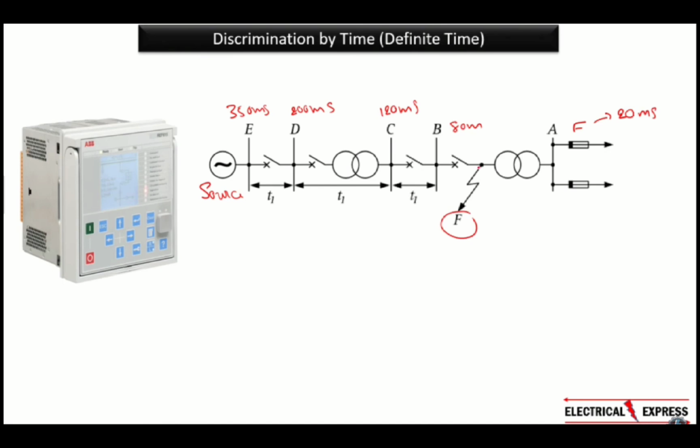So, suppose there's a fault here. If there's a fault here, the fault current will go from the source, and this way the fault current will flow through the system. So, what will happen now is that the relay will check. Now, all the relays B, C, D, and E, wherever the fault current is flowing, will operate. They will wait for their timing to reach 0, and then send a tripping command to the breaker. You can see that relay B has the shortest timing. So, as soon as relay B reaches 0, it will send a tripping command to the breaker, isolating the fault.